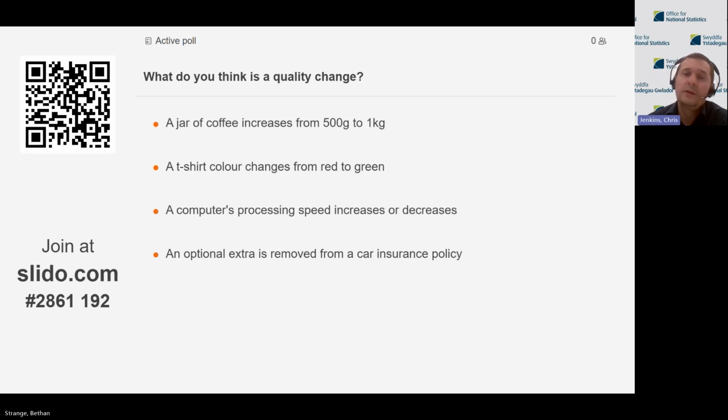We're going to use Slido again to ask you what you think is a quality change for certain changes that we would have experienced in our price collection. Within Slido, there should be a poll. Which of these do you think is a quality change? A jar of coffee increases from 500 grams to 1 kilogram, a t-shirt changes color from red to green, a computer's processing speed increases or decreases, and an optional extra is removed from a car insurance policy.